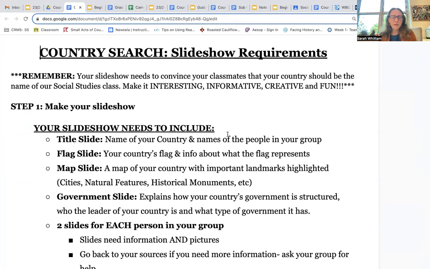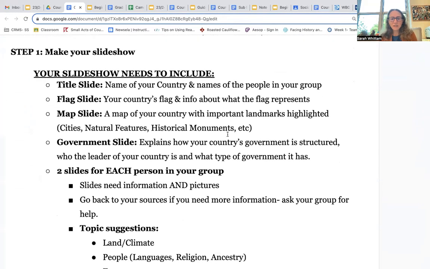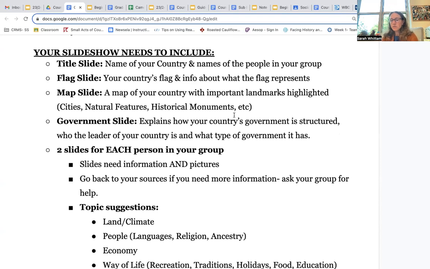And after we get back from Chewonki, we'll talk about what makes a really fantastic slideshow. But the things that you're going to need: a title slide with the name of your country and the names of the people in your group, a flag slide that has information about your country's flag and what the different parts of it represent, as well as an image of your country's flag.